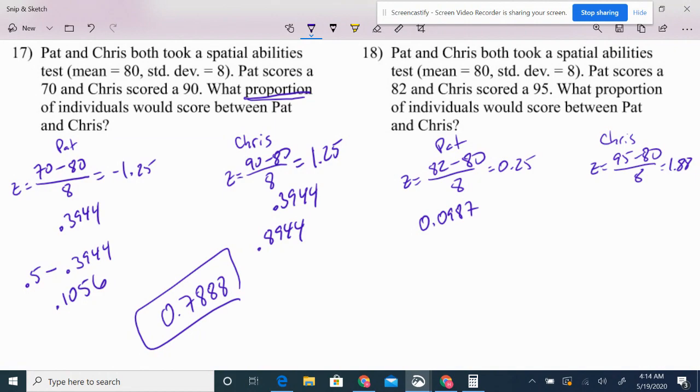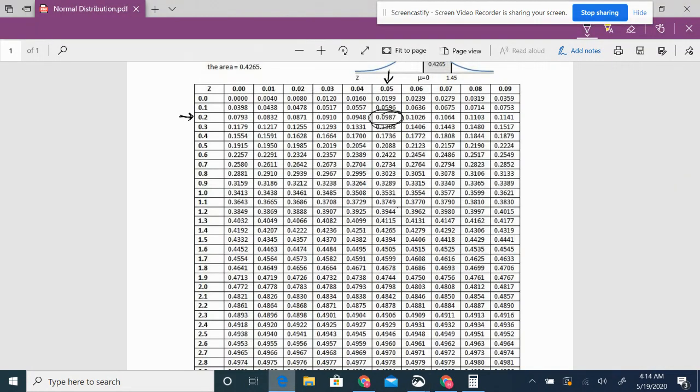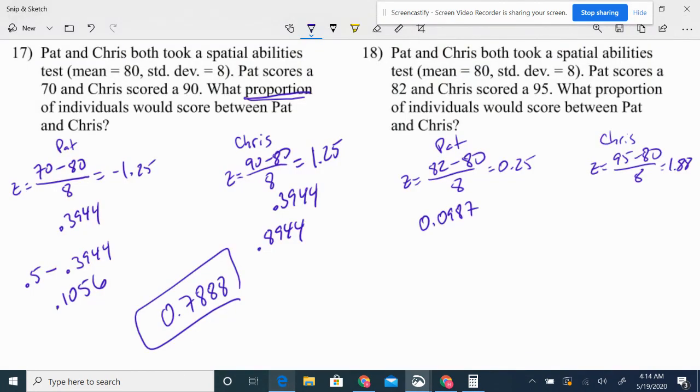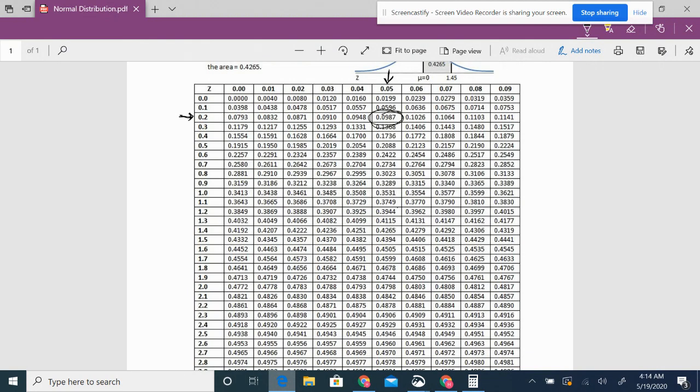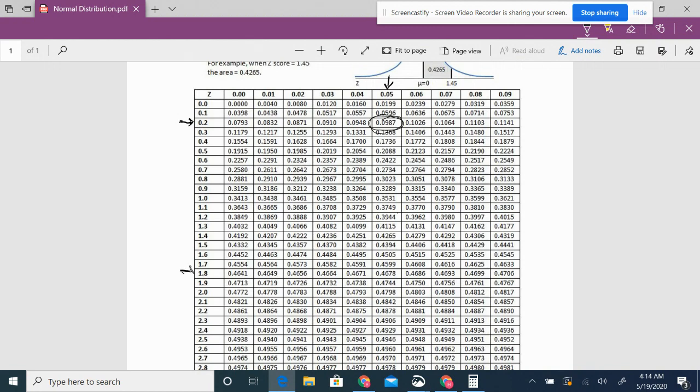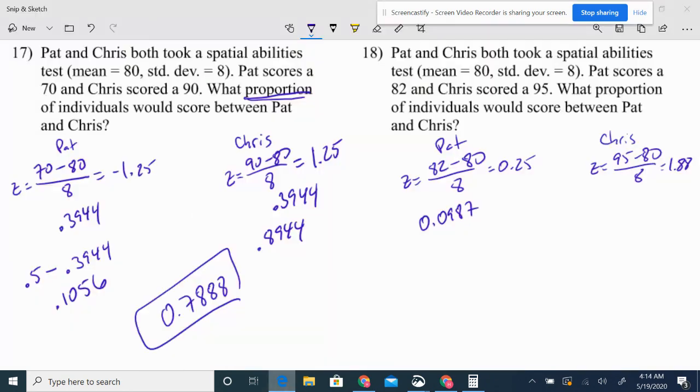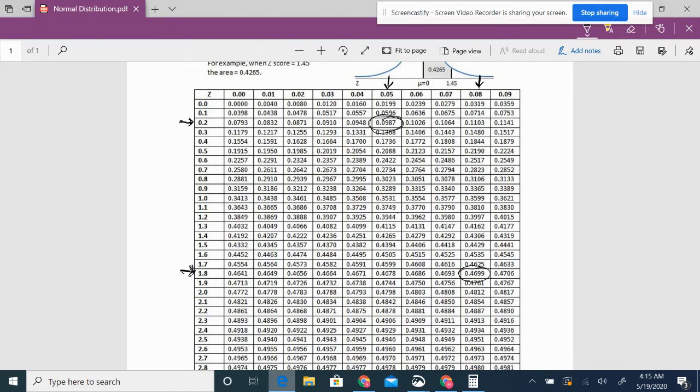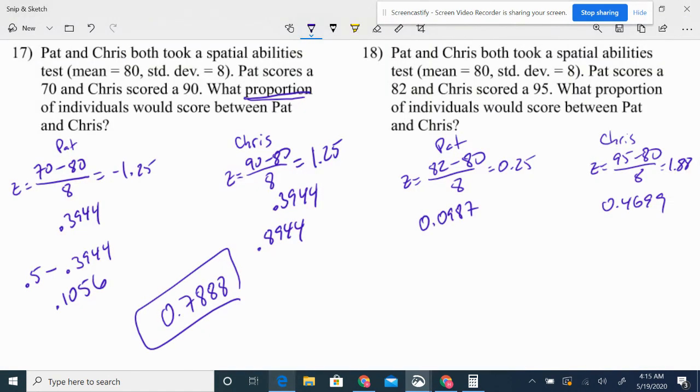0.0987. All right, 0.25, yeah. Now my other z-score was 1.88. All right, so 1.8 is right here. My second decimal place is here. So 1.88 is 0.4699. Let me double check. Yeah, 0.4699.